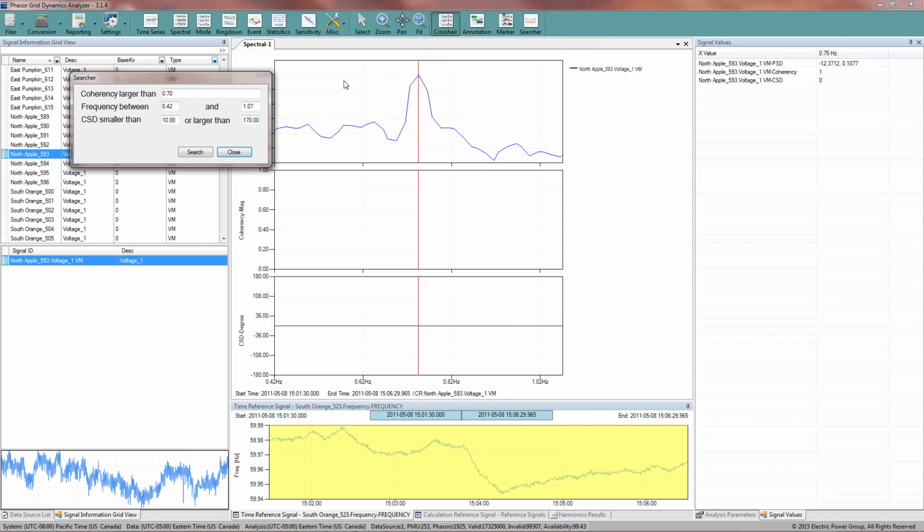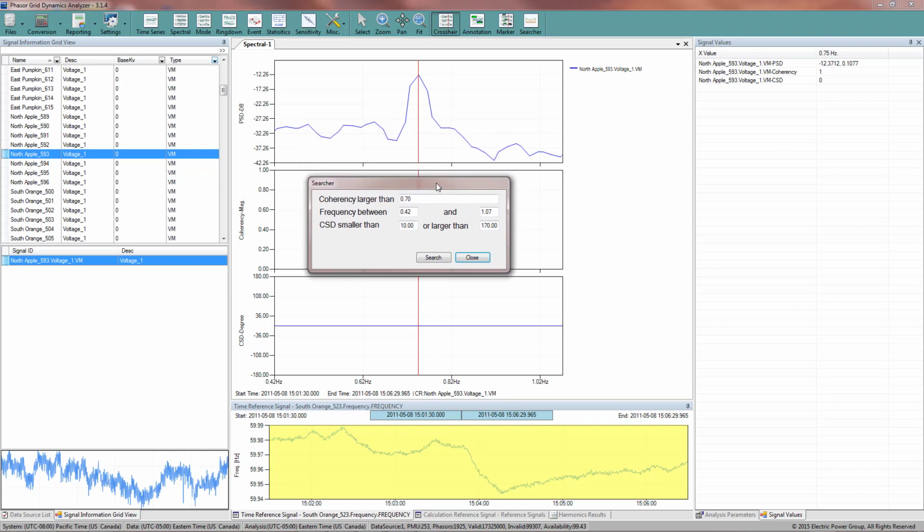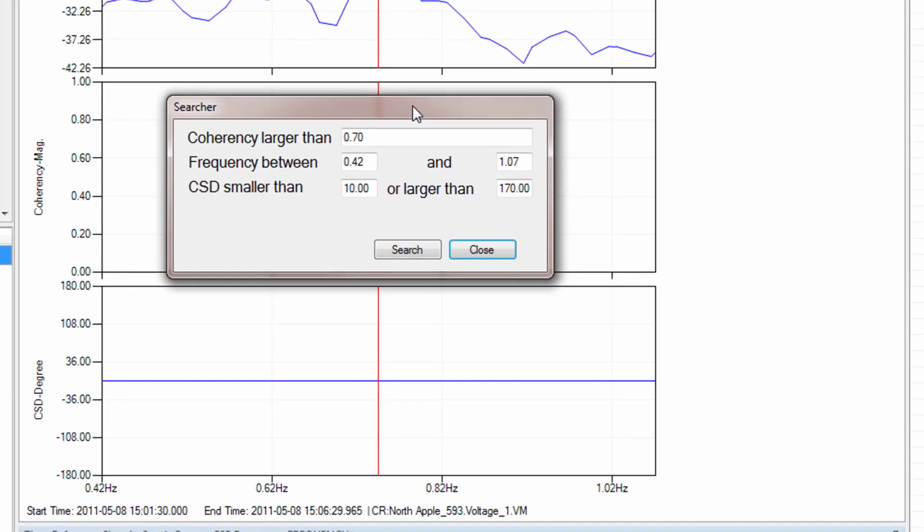The search function enables us to automatically find signals that A, have a high coherency, meaning they too see the same oscillation, B, have a modal frequency within our specified range, and C, meet our cross-spectral density requirements, which we will discuss further in a bit. Notice that the frequency range in the search window is populated from the zoomed-in x-axis plot set by the user. Since we know the frequency we are looking for, we will further tighten these values to 0.7 and 0.8 in order to ensure the results are focused on our 0.75 Hz oscillation.